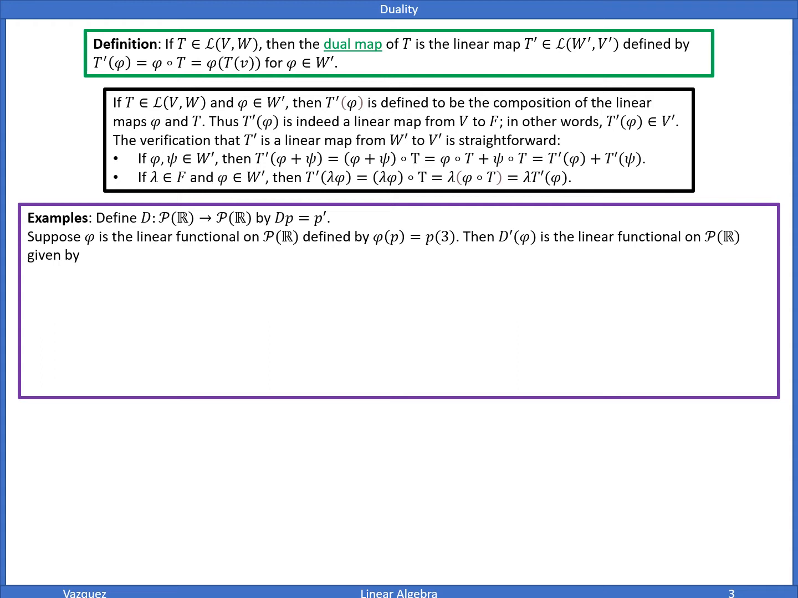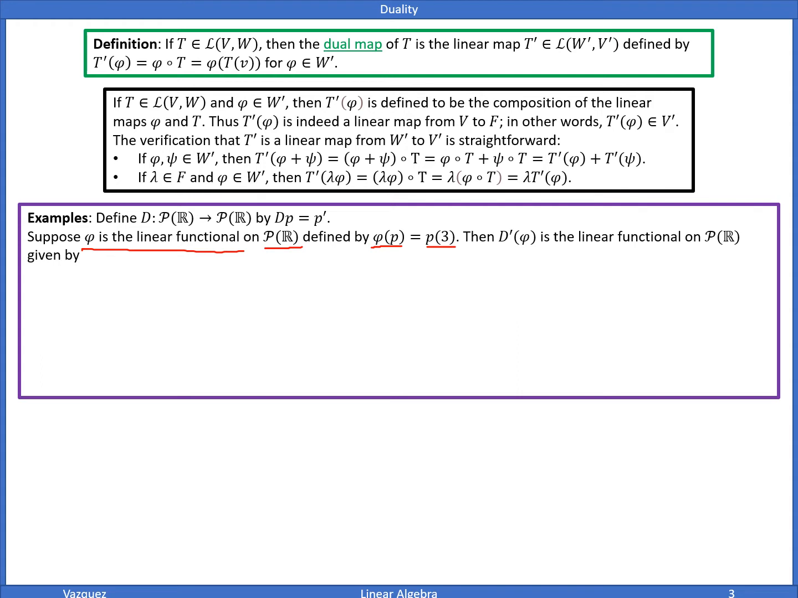So suppose phi is a linear functional on the polynomials of R. So again, if it's a linear functional, that means it's going to spit out a number, right? The function should give us a number. On the polynomials defined by, we take the polynomial and we plug in 3 to its variable. That's what this linear functional is doing.